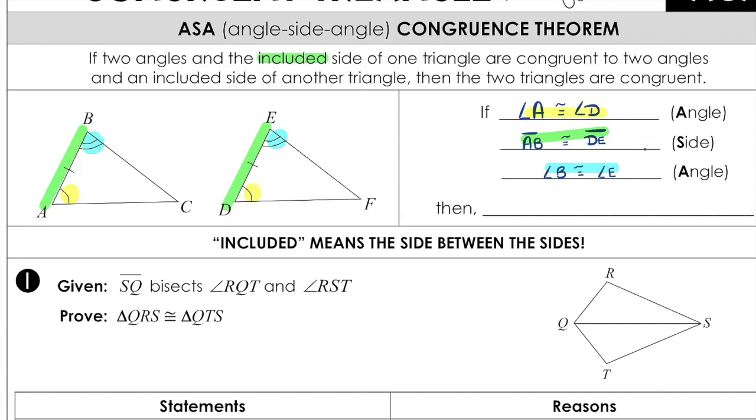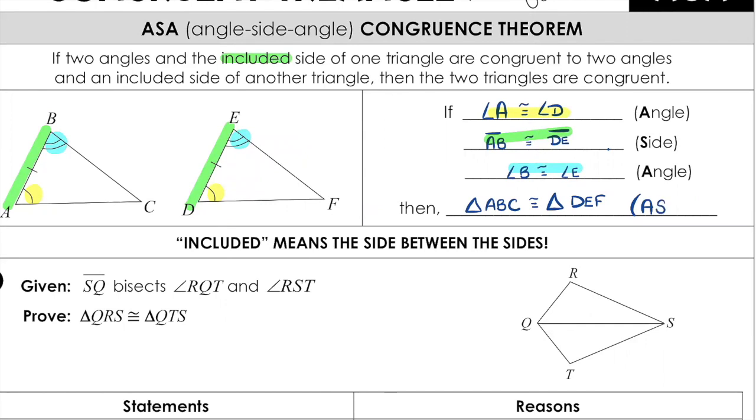So triangle ABC is congruent to triangle DEF. By what? Angle, side, angle. And again, the name tells us what we want. Where's the S at in the name? It's in the middle of the A's. So guess where the side needs to be in the triangle? In the middle of our angles. If they're not, it's the other one we're learning today.